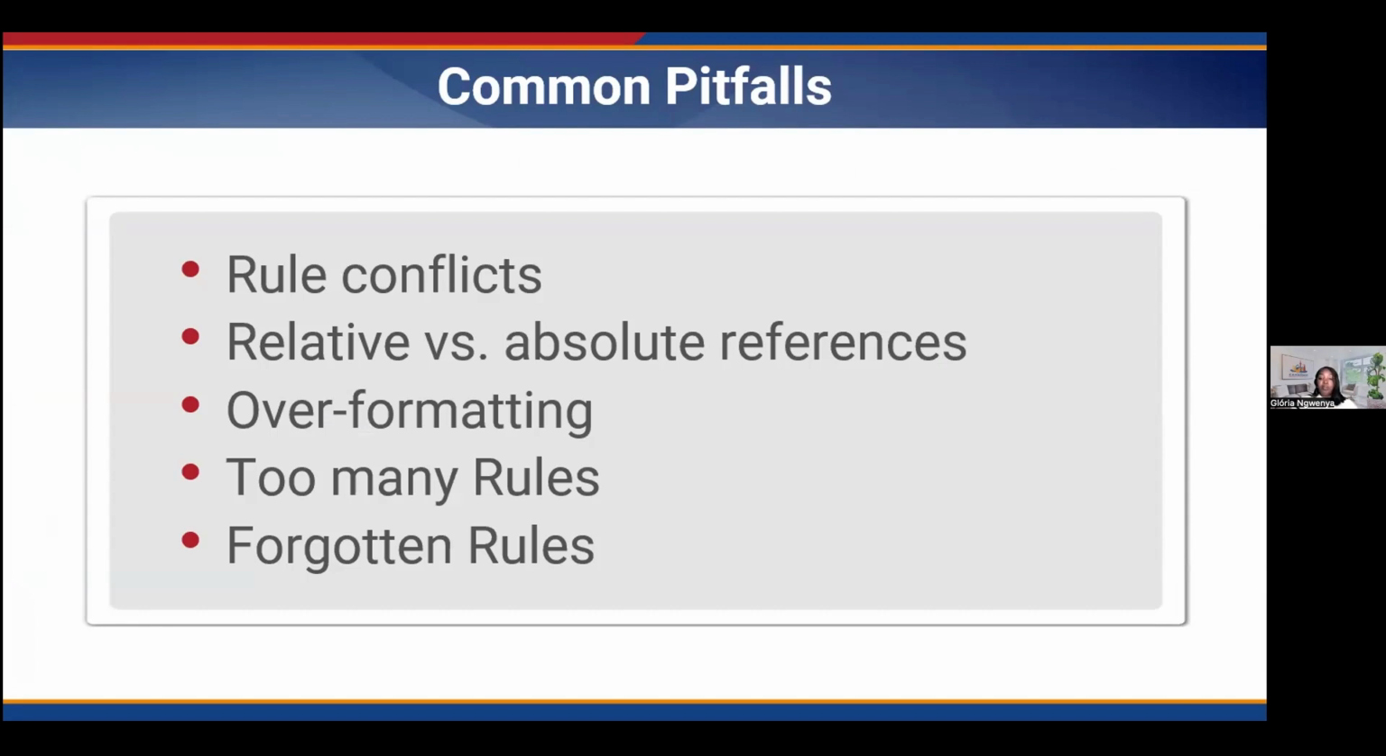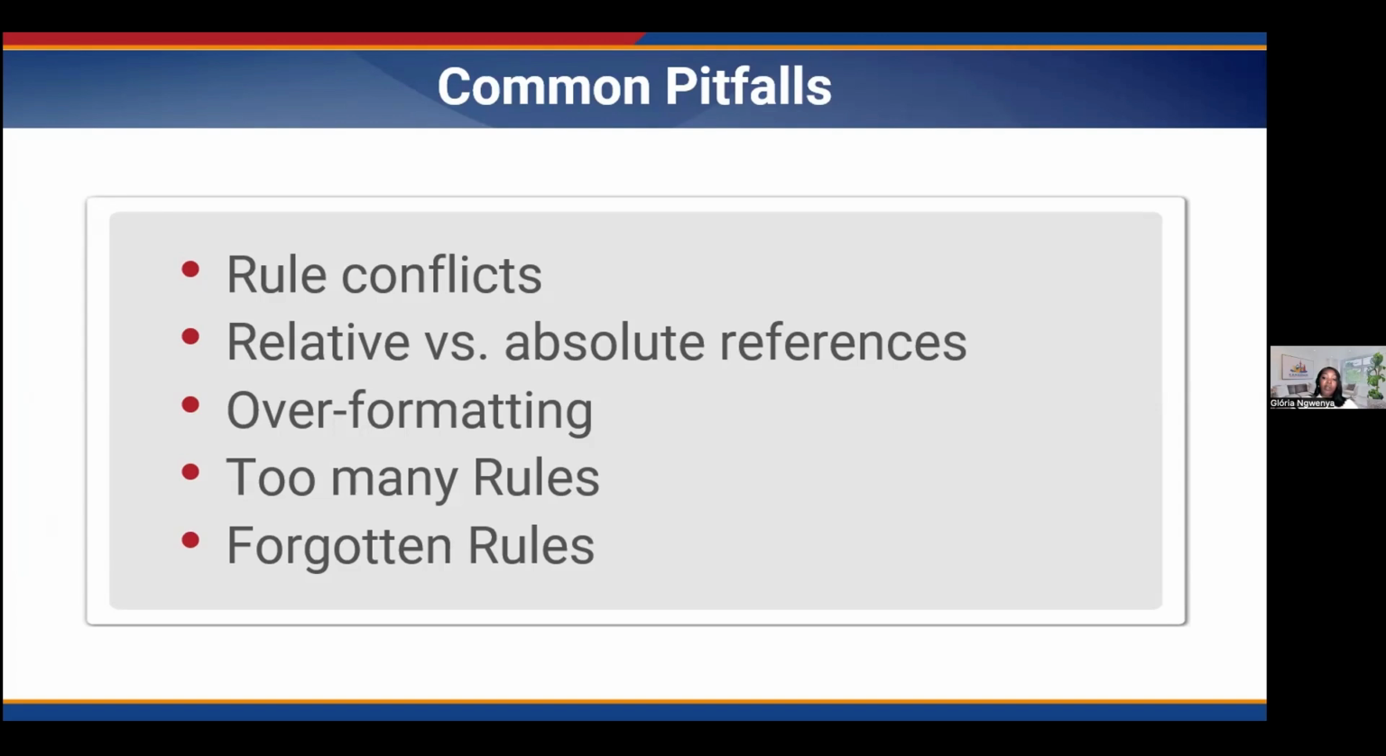Next is too many rules, and there is such a thing as well. So if you apply too many rules to your data set, it may slow down. And this is especially common for shared files or cloud-based workbooks. So try and make sure that you only have as many rules as you really need. Keep it simple, keep it efficient, and use your rules wisely.